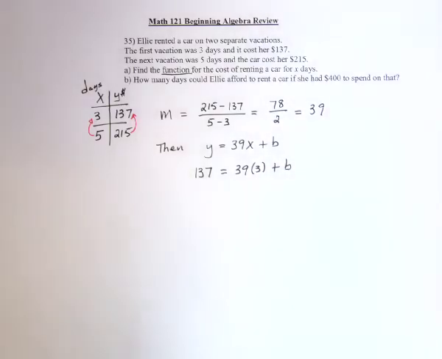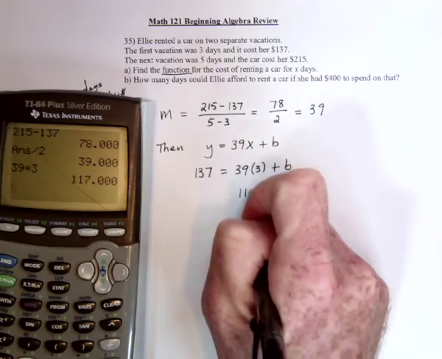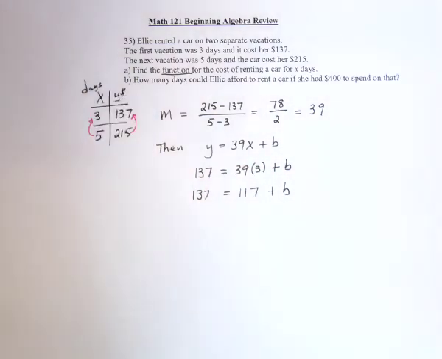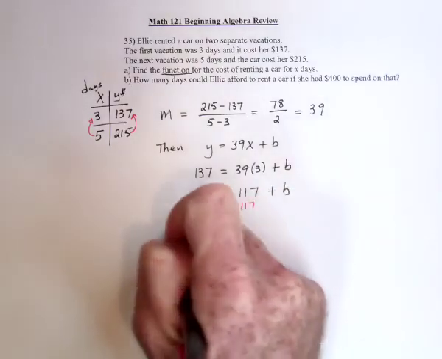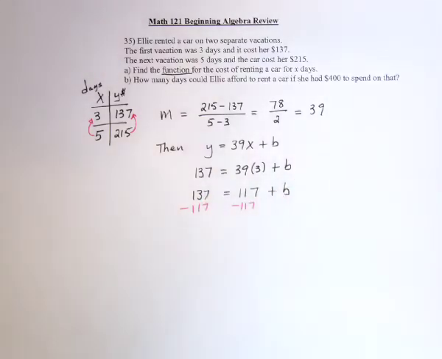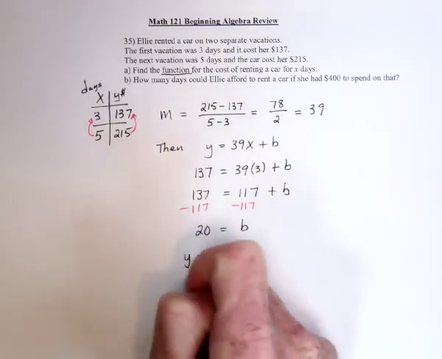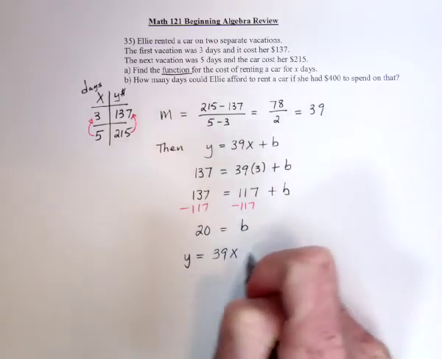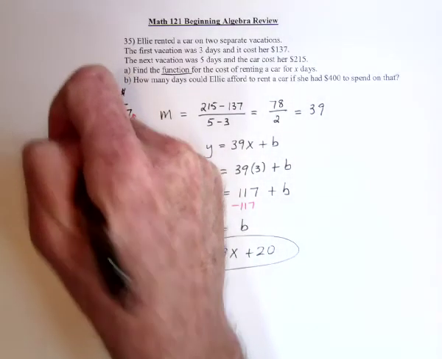Alright, so we've got 39 times 3 is 117. And then in order to solve for b, just subtract 117 from both sides. And that's actually going to leave behind a 20. So then we have the equation of the line. Y equals 39 times x plus the b. And there is part A.